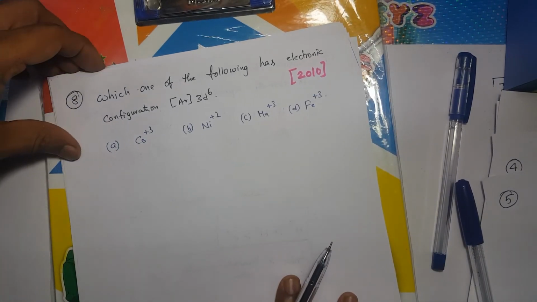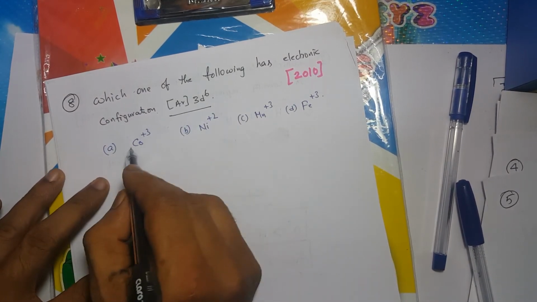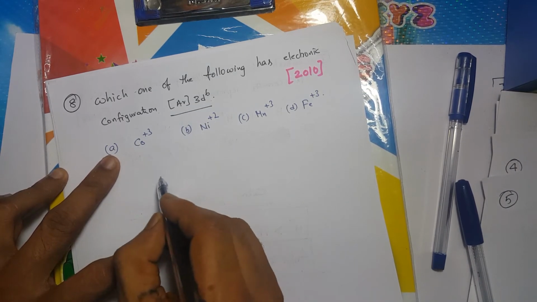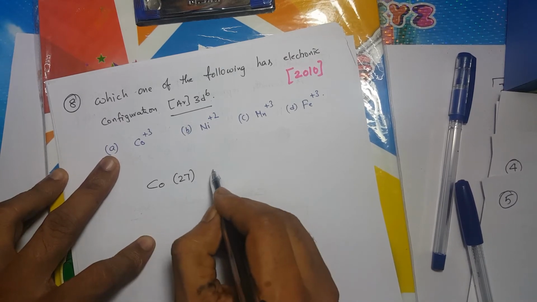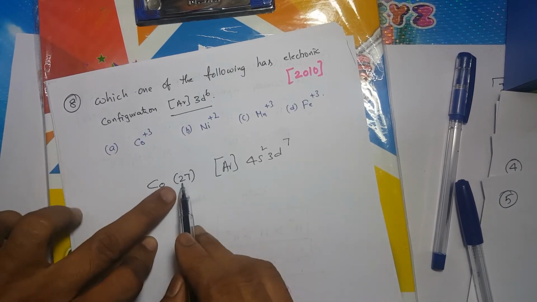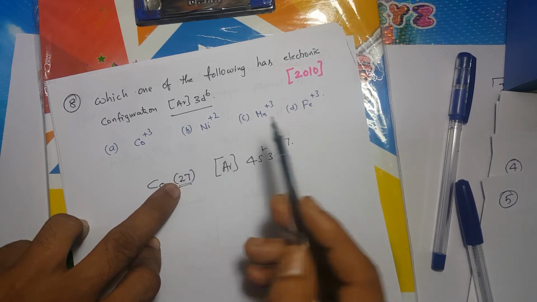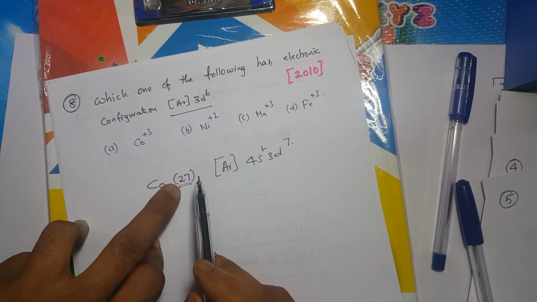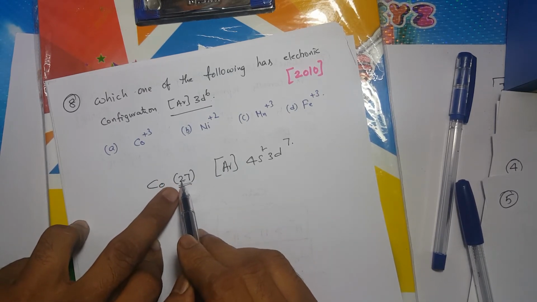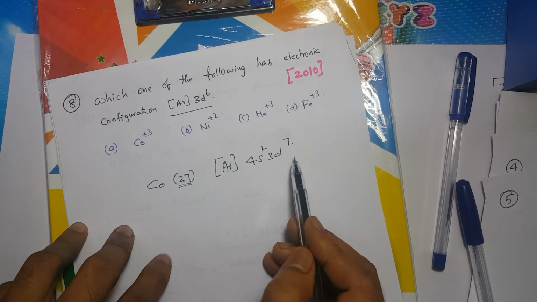Okay, so next one is, which of the following has electronic configuration argon 3d6? So they have mentioned some ions. Which ion is having argon 3d6 electronic configuration? See the first one, cobalt. Cobalt atomic number is 27. That means you can write argon 4s2 3d7. It is very easy to write the configurations. Except chromium and copper, it is very easy. If you know the atomic number, you just subtract 2 for 4s and the next number is for 3d. So it is 4s2 3d7.